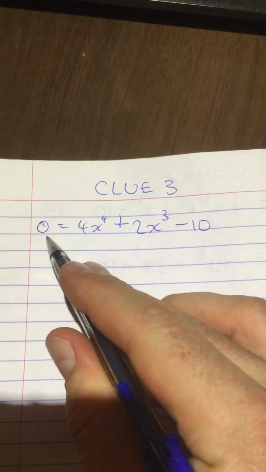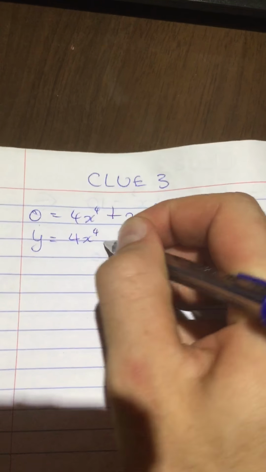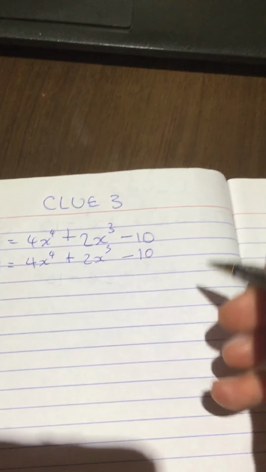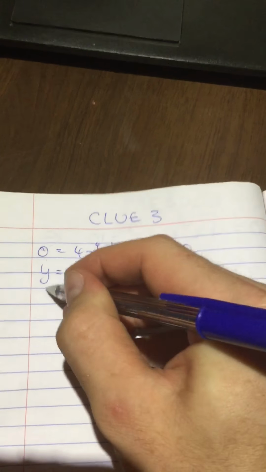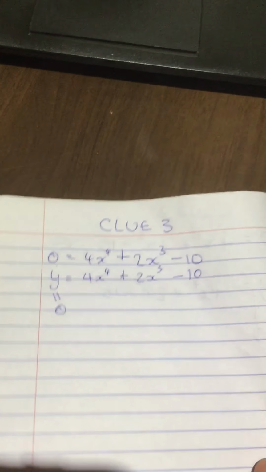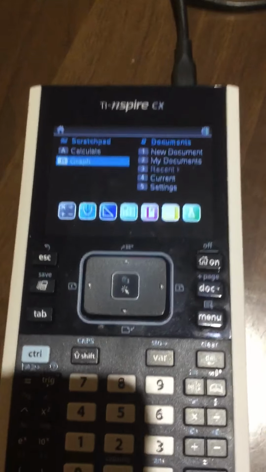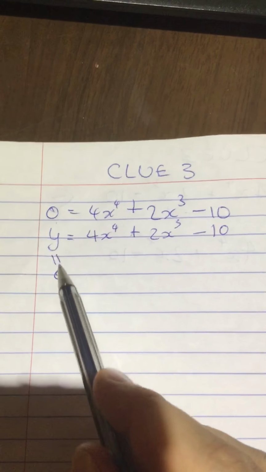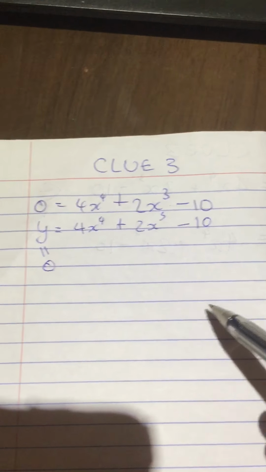We've got an equation here, and it's equal to 0. So we could write this as y equals 4x to the 4 plus 2x cubed minus 10. And basically we need to solve this equation when our y is equal to 0. If you think about it like that, it will be made much easier by using one of these guys, the graphical calculator. So what we need to try and do is work out what the roots are for this equation, because it's when y is equal to 0.